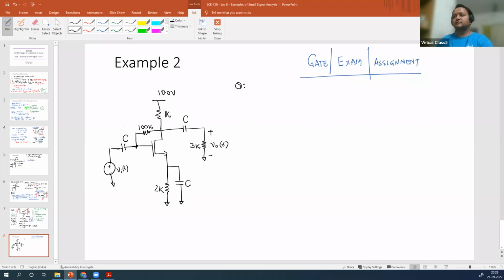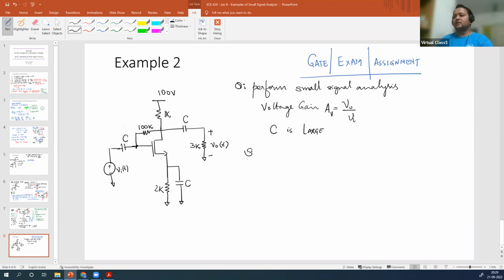Question. Perform small signal analysis. Find out the voltage gain. Voltage gain is defined as V0 by Vi, AV. One information given to you: C is large.